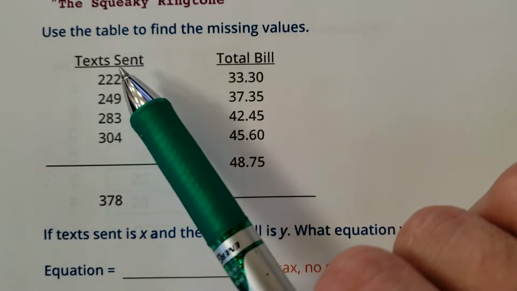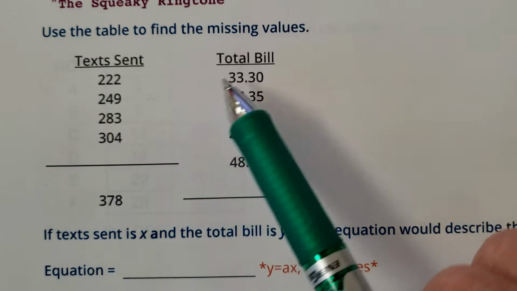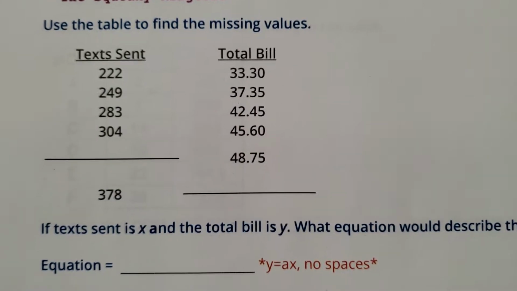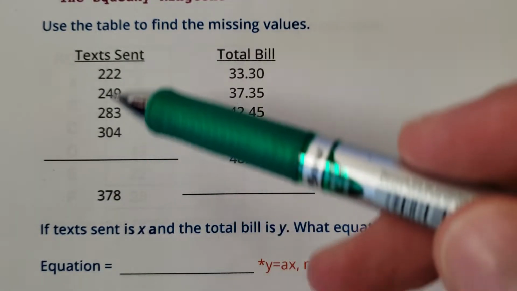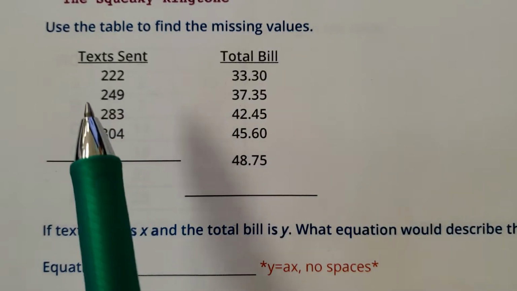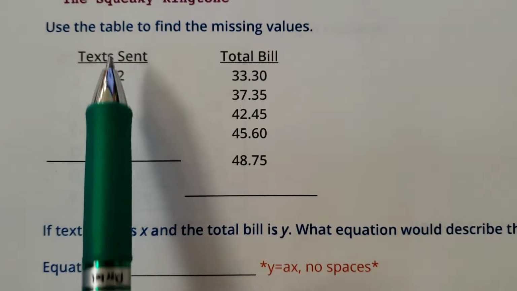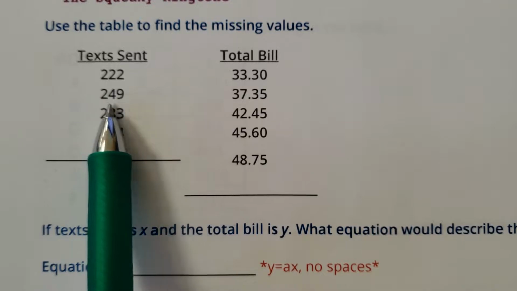All right, so it looks like we have a number of texts sent and then the total bill after you've sent all of these texts. So it looks like we're increasing and increasing. Now, how can you find a change? How can you find a relationship from this number to this number?